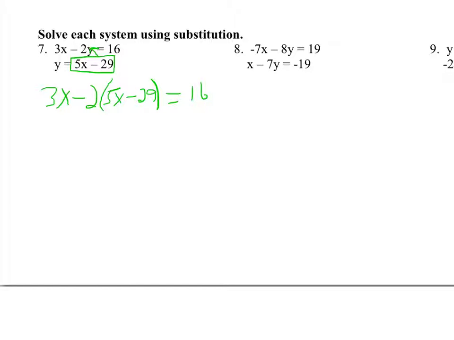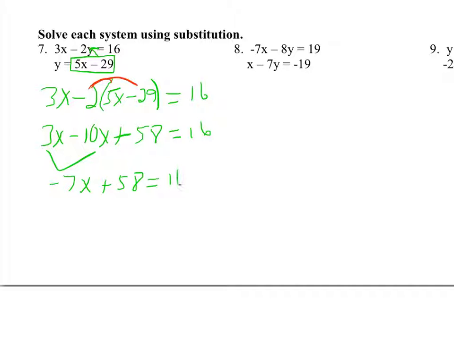Now we have one equation with the same variable, so we will distribute and get rid of our parentheses. And we get -10x plus 58 equals 16. Combine like terms. That's a positive 3, negative 10, so a negative 7x plus 58 equals 16. Subtract 58, and we get negative 7x equals negative 42. Divide by negative 7, and x equals positive 6.